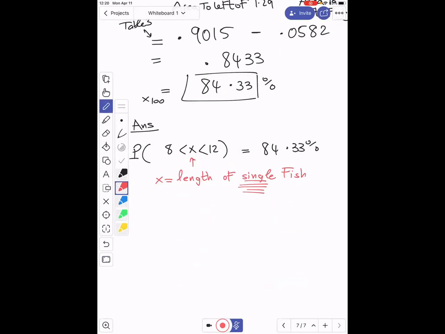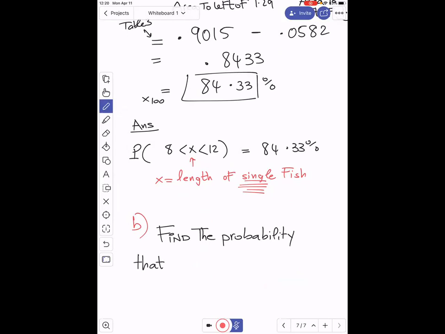Now we have a different question, part B. Let's say you want to find the probability that the mean length of 5 fish, the sample mean length X bar of 5 fish, is in a certain range. We take a sample of 5 fish.